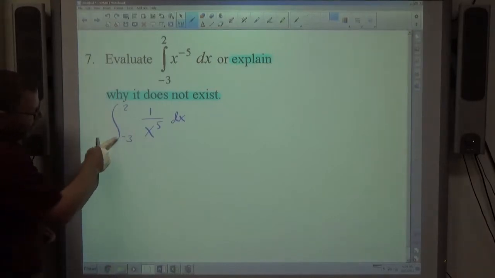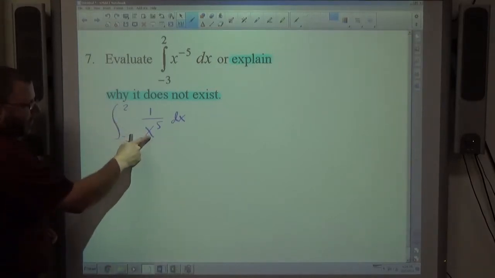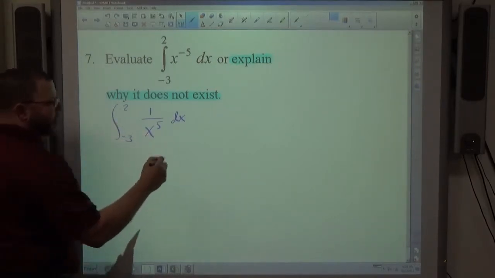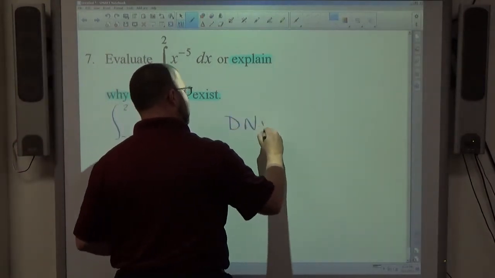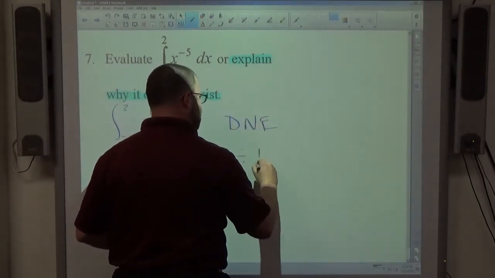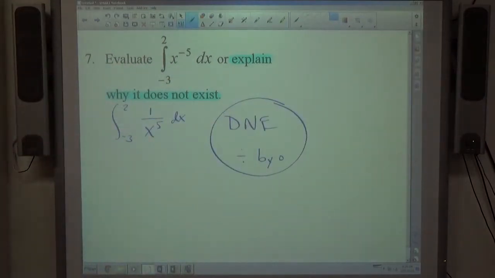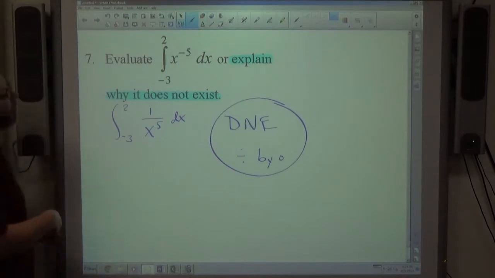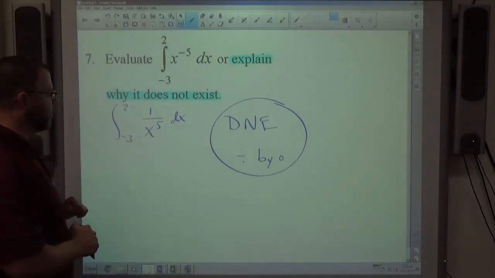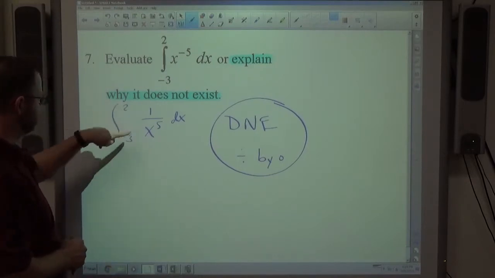And 0 is within this interval, and if we have 1 over 0, we get an undefined. So this does not exist, and the reason why is division by 0. Other reasons why things wouldn't exist is square root of a negative number. Tangent of pi over 2 is an undefined tangent. So if it's a trig function, tangent, cotangent, secant, cosecant, where it's undefined, that could happen. But in this case, it's division by 0 because that happens.